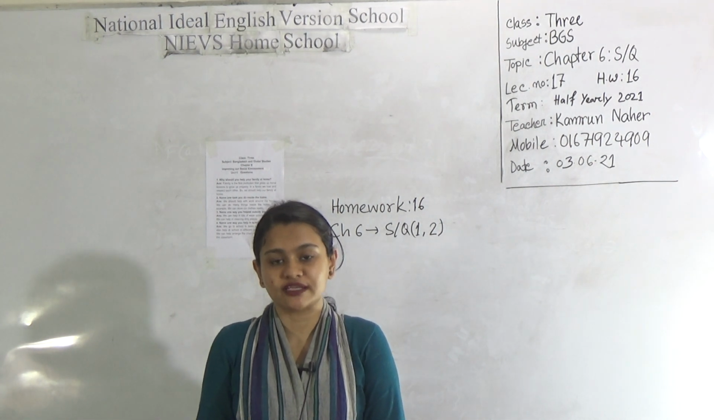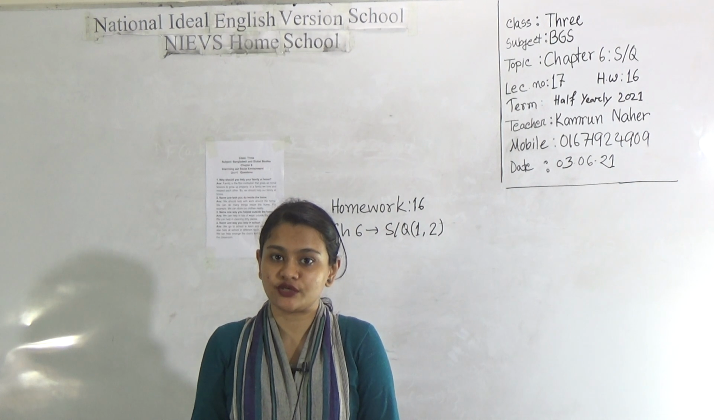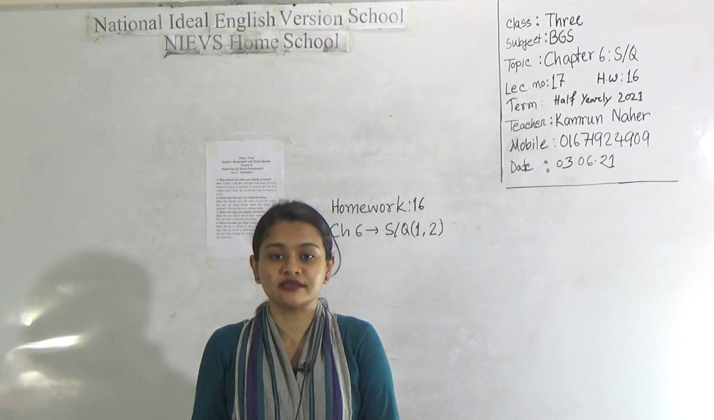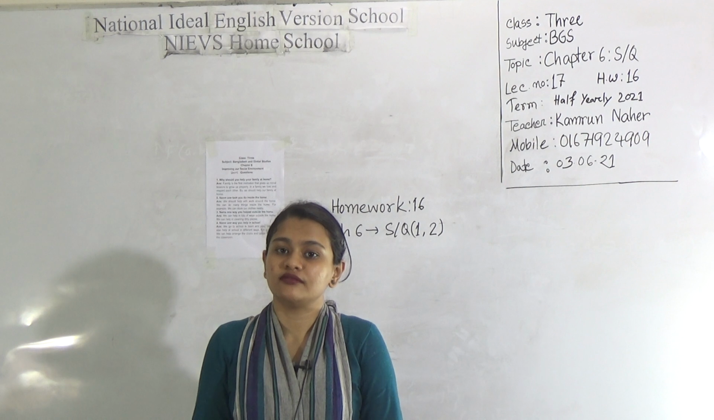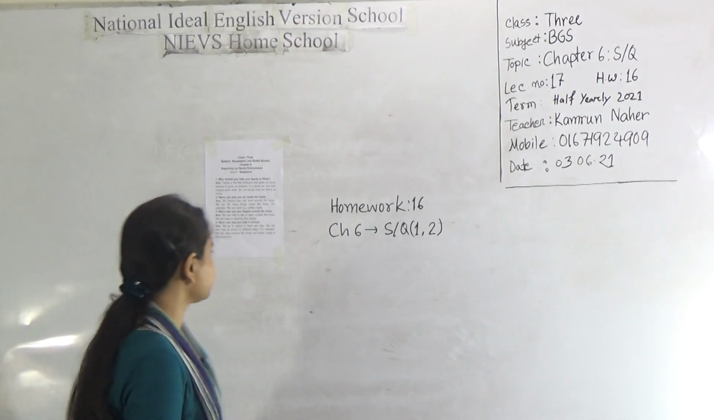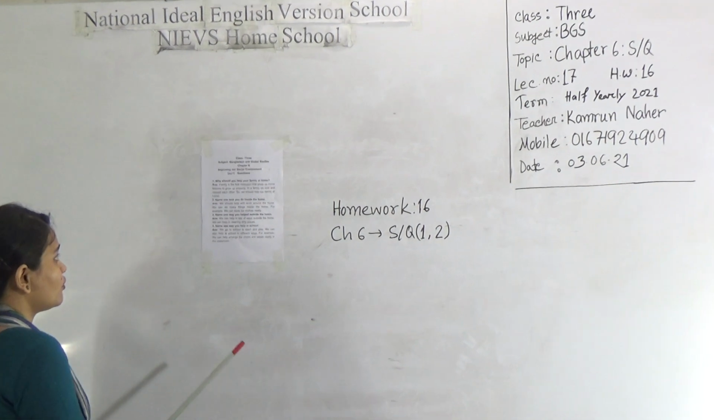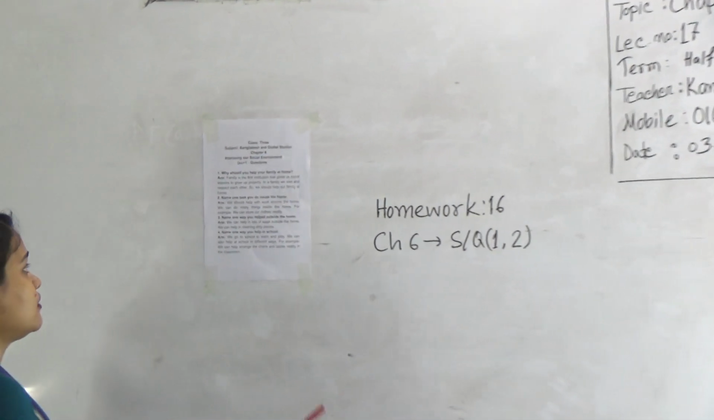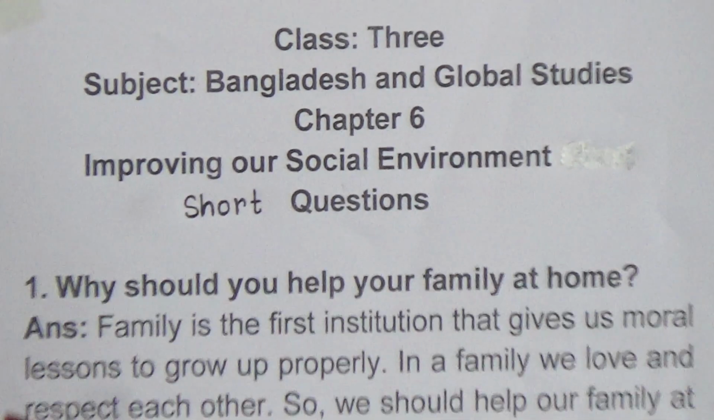My dear students of class 3, today I am going to take your Bangladesh and Global Studies class. Today's topic is short question answer from chapter 6. So let's start. There are 4 short question answers from this chapter, from chapter 6, Improving Our Social Environment. This is the name of this chapter. And there are 4 short questions.